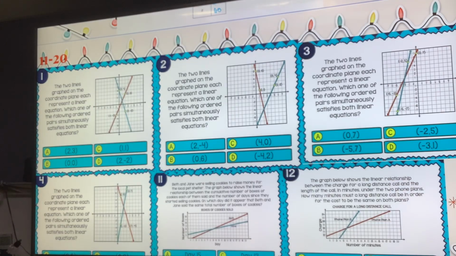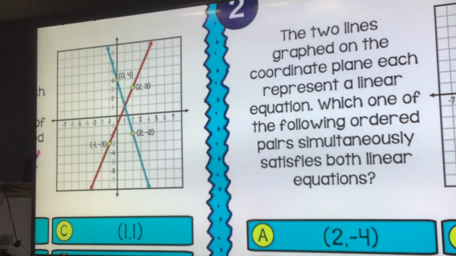On your system, you are just looking at where they meet. So the two lines graphed on the coordinate plane, each represents a linear equation. Which of the following ordered pair simultaneously satisfies both linear equations? That means where are they equal? Where are they crossing? So all you are looking at is the intersection right there. And you were writing the ordered pair.